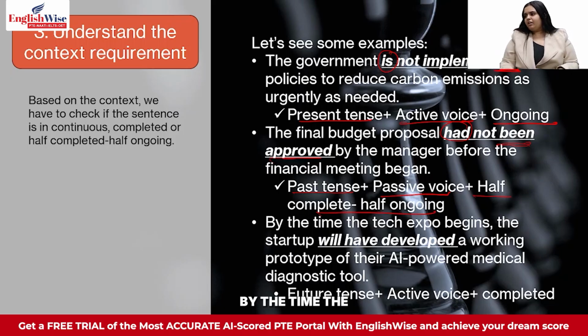Okay, by the time the tech expo begins, the startup will have developed a working prototype of their AI powered medical diagnostic tool. Again, will gives us an understanding it is future tense. Okay, have plus V3 gives us understanding it is active voice, and again have plus V3, and you look at the context over there that when the tech expo will begin, it can be any time in the future. Okay, the prototype will be ready, so it will be completed and all ready, so it is a completed action. Okay, so this is how you use the context over there to identify what is going on in the story, and then you put your step 3 over there.